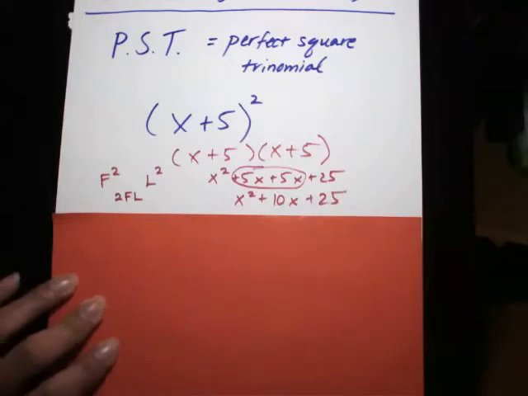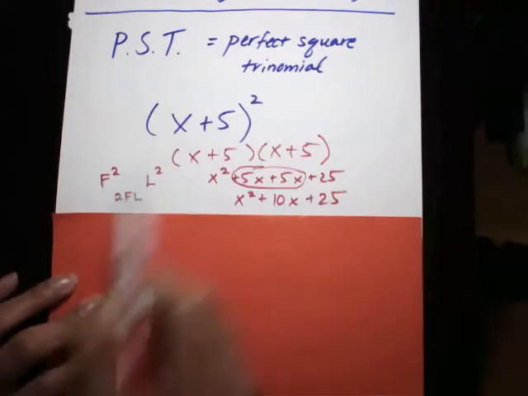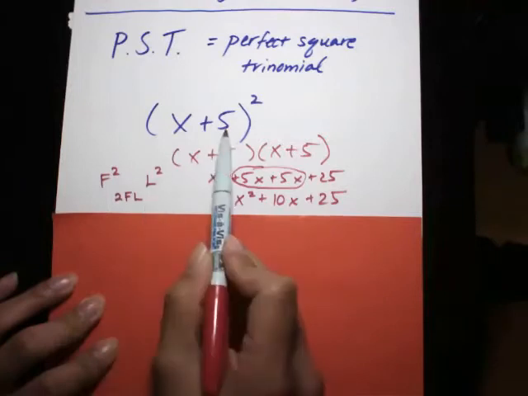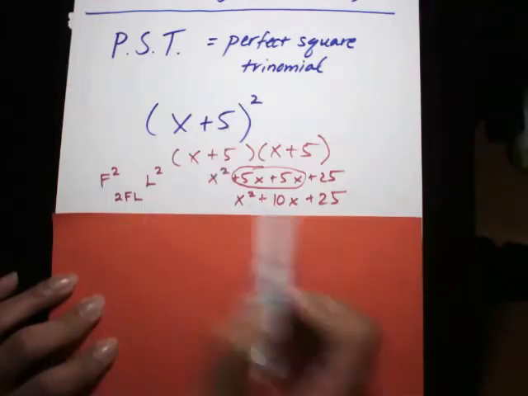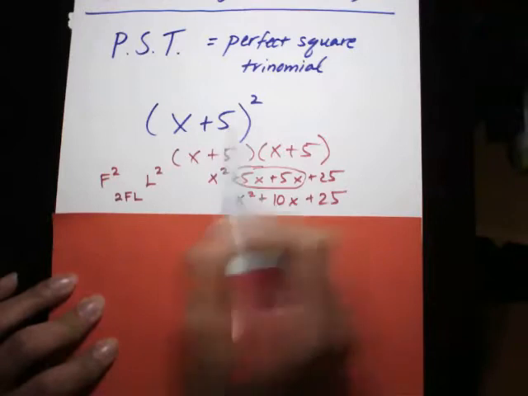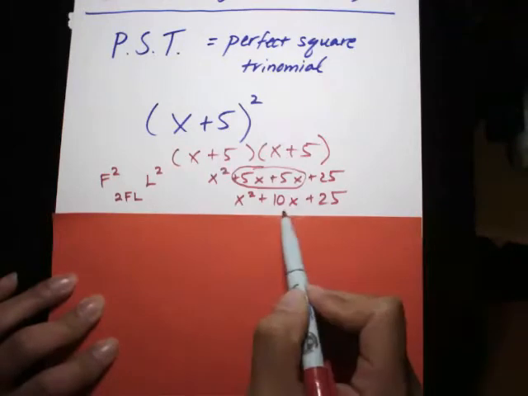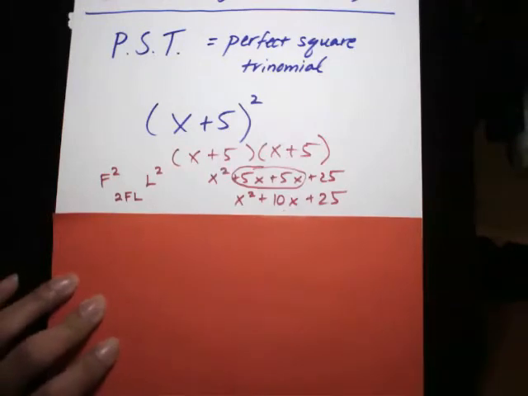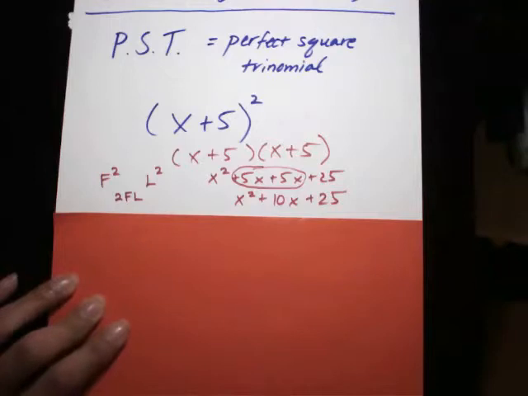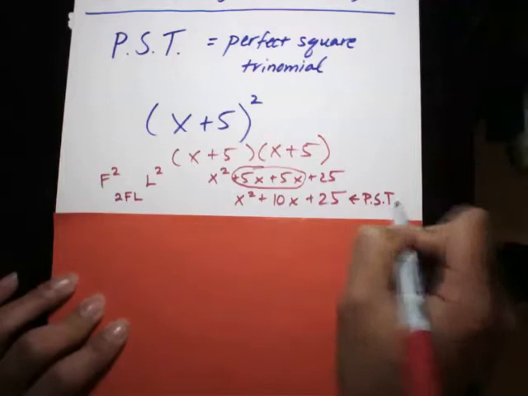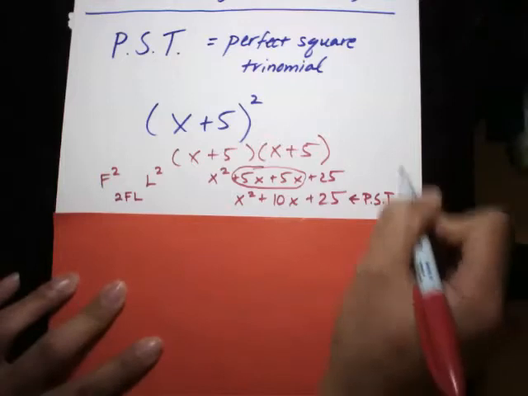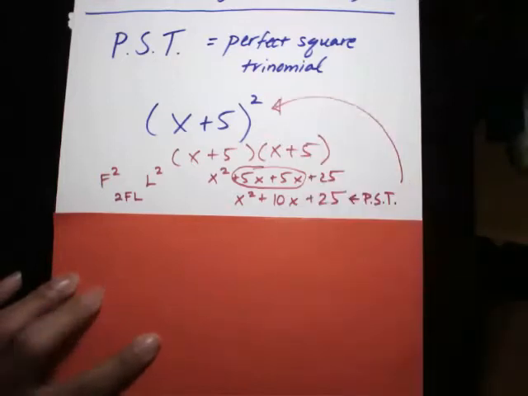Let's see if we had used the shortcut, if we would have come up with the same answer. The first squared, x squared, the last squared, 25, yep, and 2 times the first times the last. If we're smiling here, we get 5x, we double it, we get 10x. So this is a perfect square trinomial. What we're going to do today is start with a perfect square trinomial, or PST, and go backwards to its factored form.